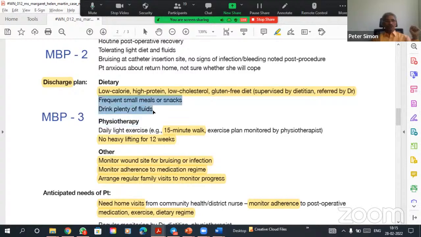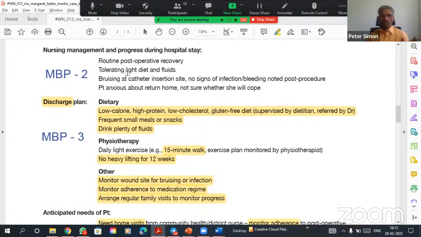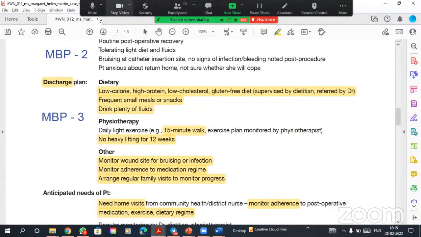And plenty of fluids. Consumption of excessive fluids is advised. Write down: consumption of excessive amounts of fluids is advised, is recommended, is suggested. So like this you can write. Okay, fine, that's very clear. This is very important. So I have explained those points. Right. So that is what it is.